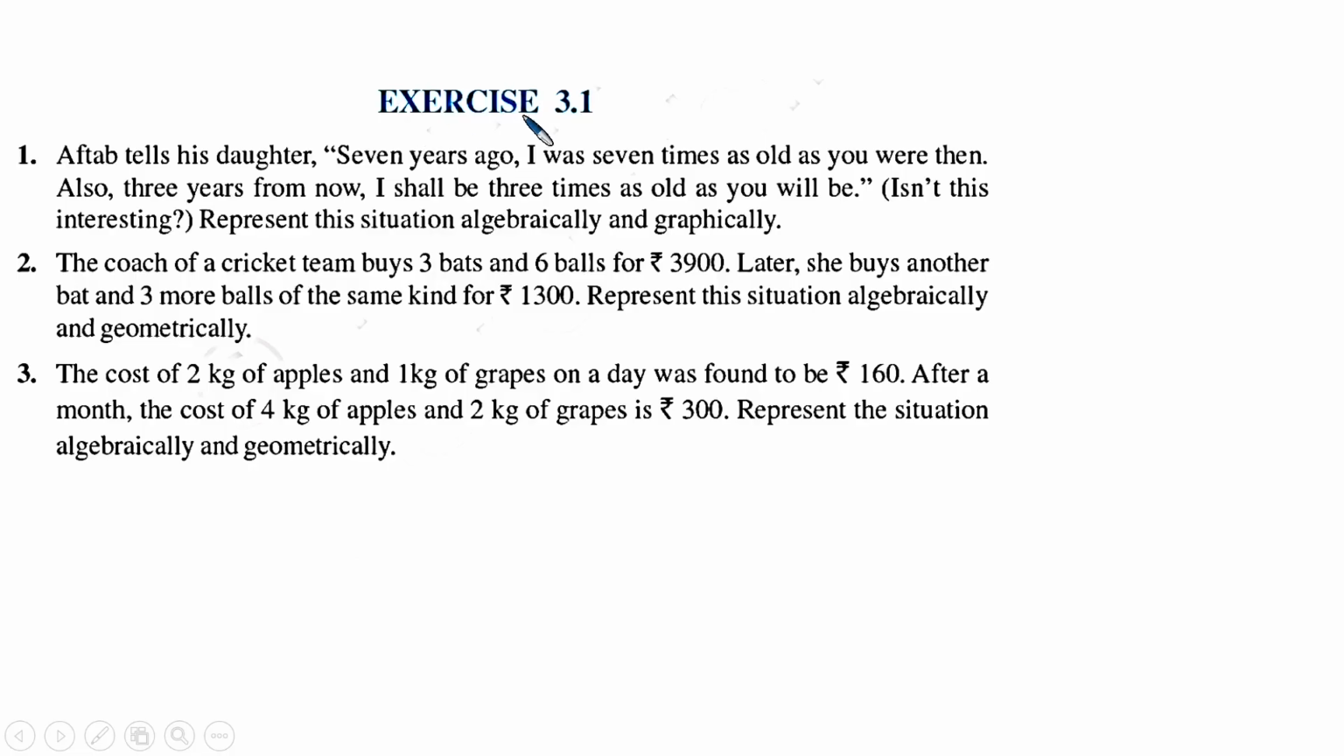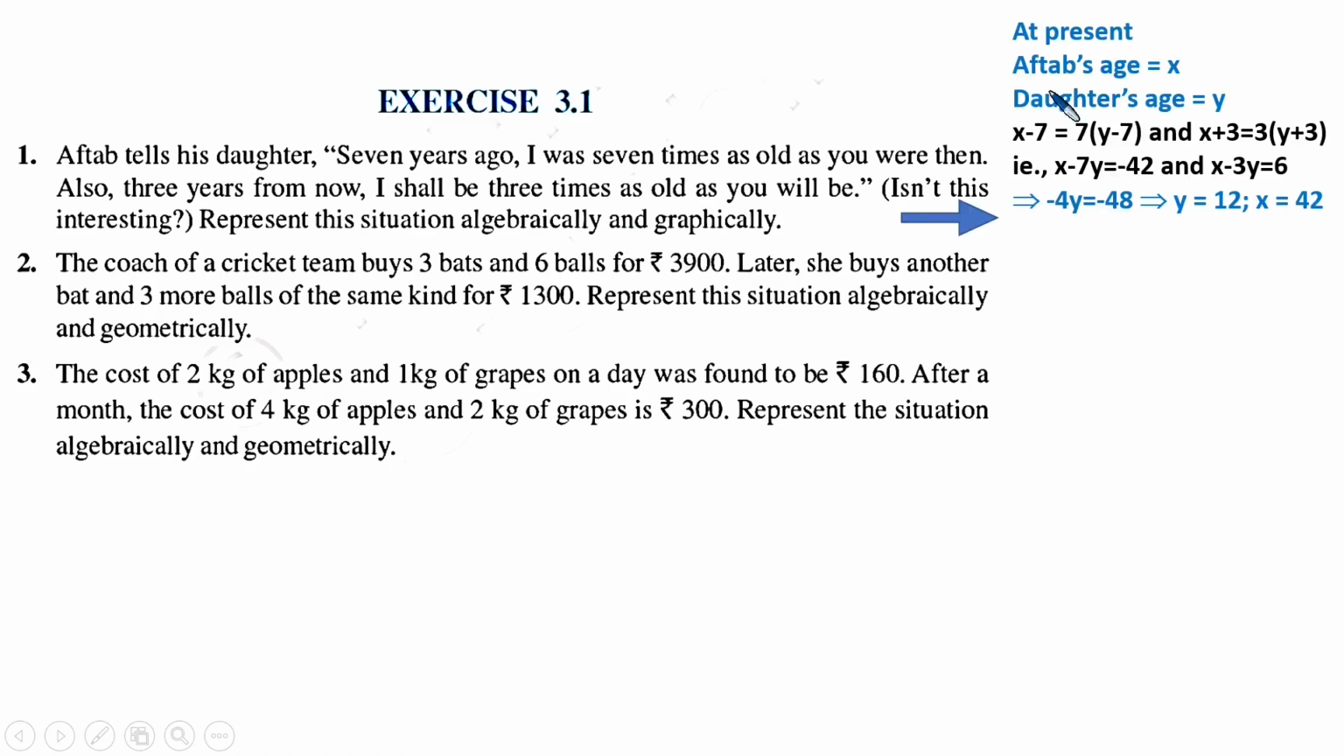Now exercise 3.1, number 1. Aftab tells his daughter, 7 years ago I was 7 times as old as you were then. Also, 3 years from now I shall be 3 times as old as you will be. Represent this situation algebraically and graphically. So how do I do it? Say at present Aftab's age is x and daughter's age is y. So 7 years ago Aftab's age was x minus 7. 7 times as old as you means the daughter's age was y minus 7 again, so 7 times of that. So 7 years ago, this is the equation.